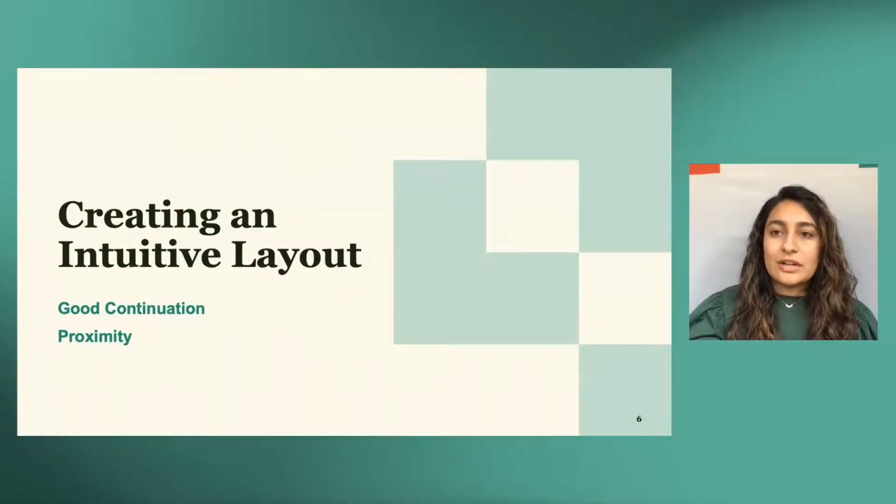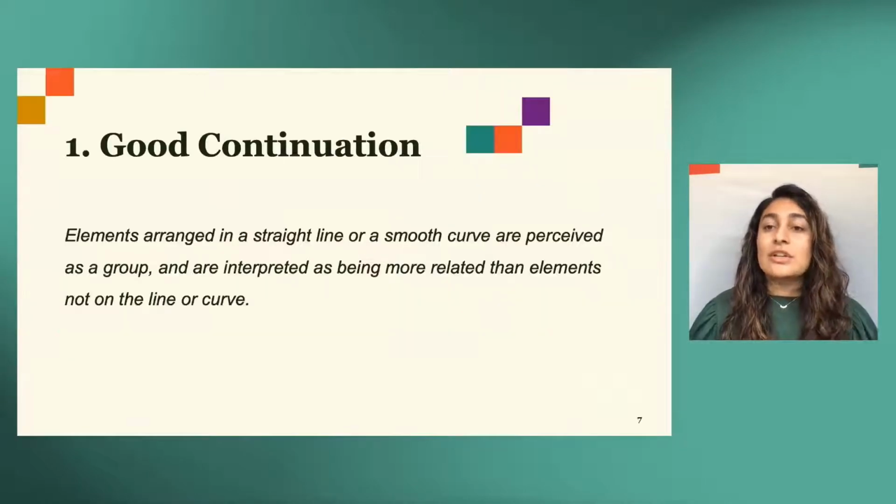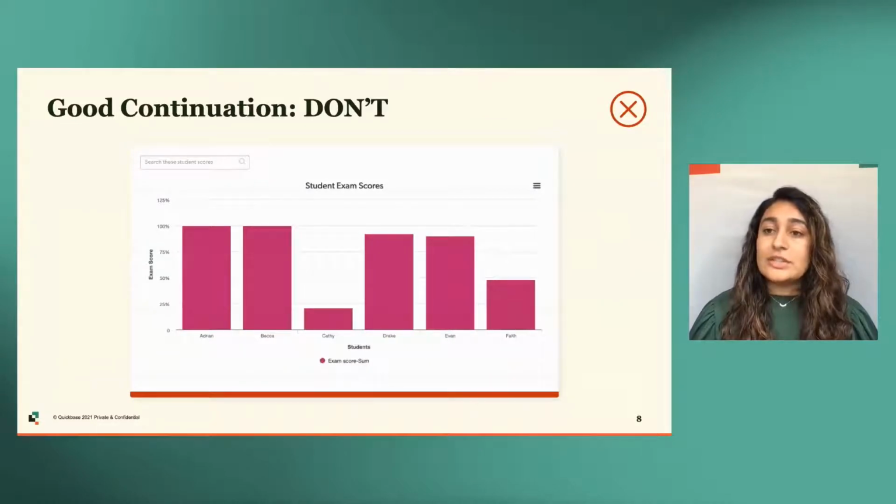The first category of principles is creating an intuitive layout, where you will learn about good continuation and proximity. Good continuation is about how elements arranged in a straight line or a smooth curve are perceived as a group, and they are interpreted as being more related than elements not in the line or curve. So in this example of a bar chart, you'll see that the bars are not representing good continuation, as the bar heights vary in sequence, forming a discontinuous and abrupt line with the tops of the bars.